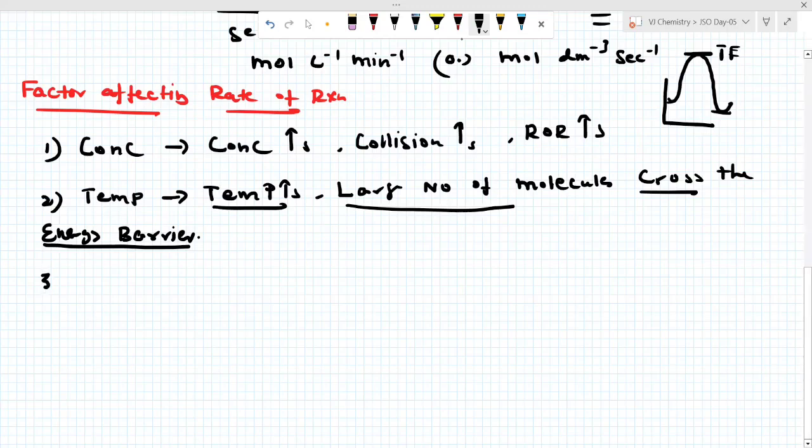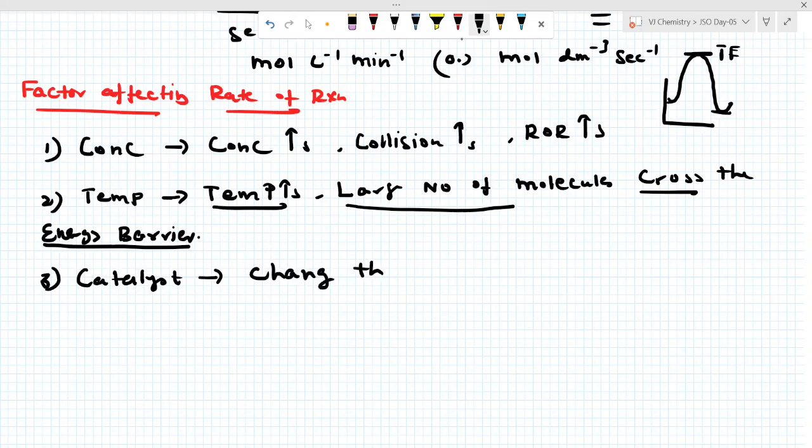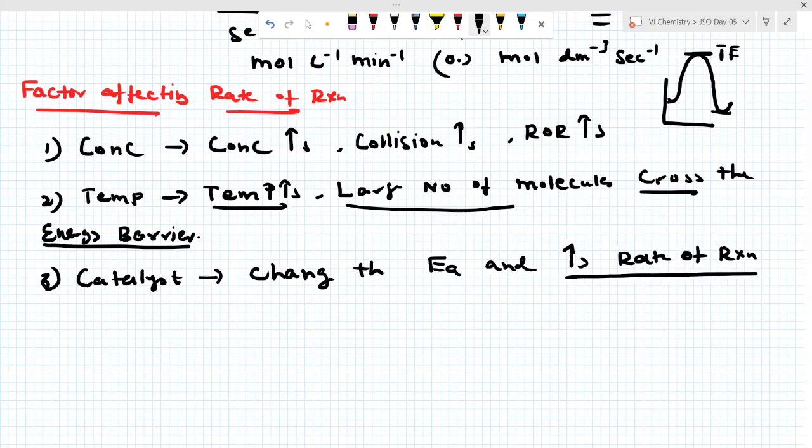Third, catalyst. Very important. A catalyst changes the activation energy and increases the rate of reaction. Now listen, what is a catalyst? It is something that alters the rate of reaction. Alter means it can increase or decrease. A positive catalyst increases the rate of reaction, and a negative catalyst decreases the rate of reaction. Increase or decrease, it changes the activation energy.